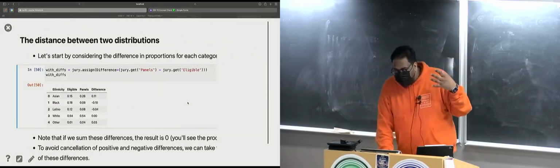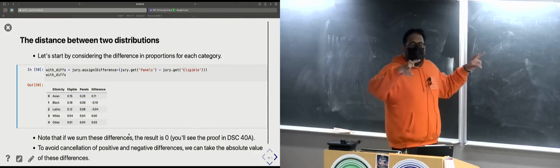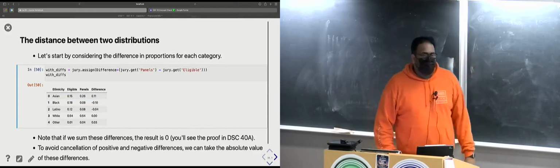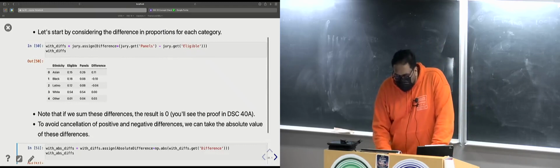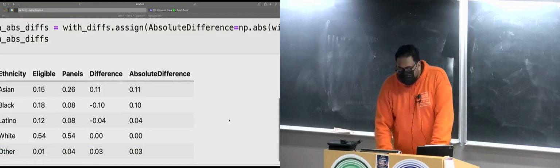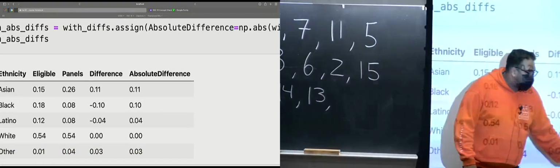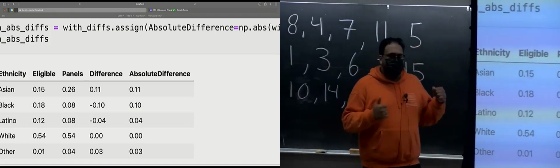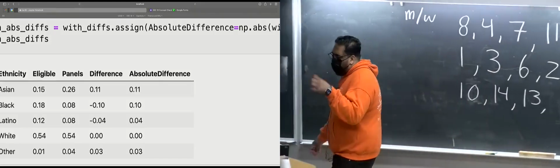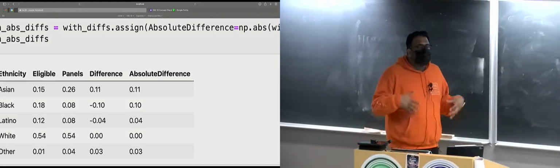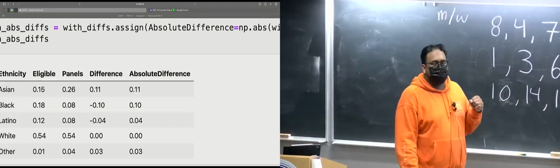And it's a mathematical fact that if I just add up the difference column, the result is going to be 0. We're not going to look at why that's the case. That's something you'll study in courses like DSC 40A. But if you add up this difference column, the result is 0. So to avoid that cancellation, all I'm going to do is take the absolute value of the difference column. Now none of the entries here are negative, and I can add them up and get something that's non-zero. Do we agree? If I add the absolute difference column up, that'll give me some measure of how different the two categorical distributions are.